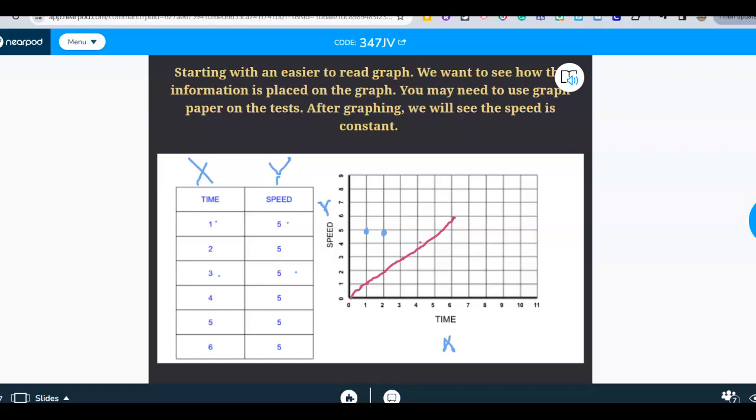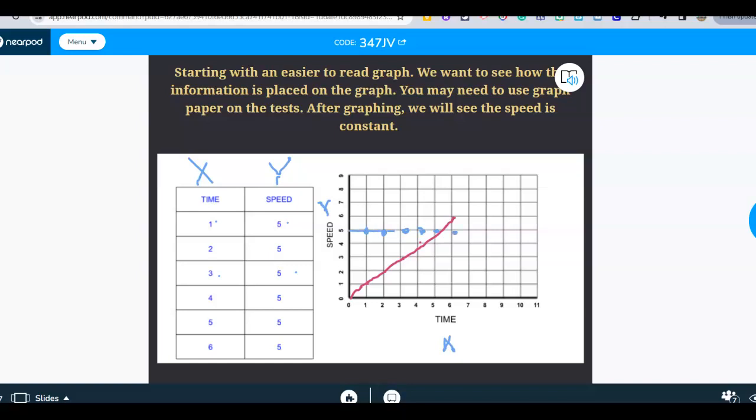1, 2, 3, 4, 5. In the house 4, up 5. 1, 2, 3, 4, 5. Then 5, 5. That's where that's going to kind of cross together there. And then 6, 5.